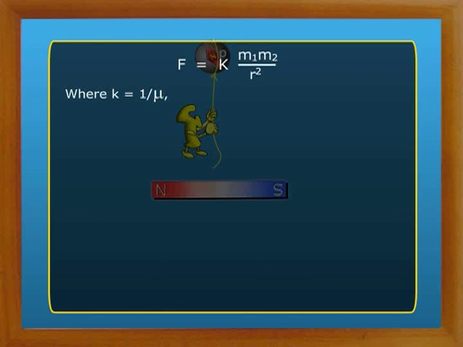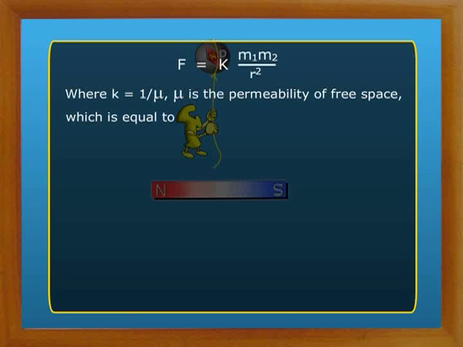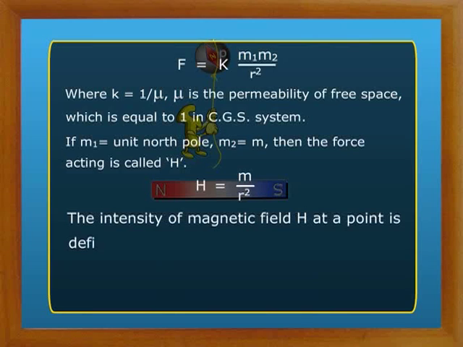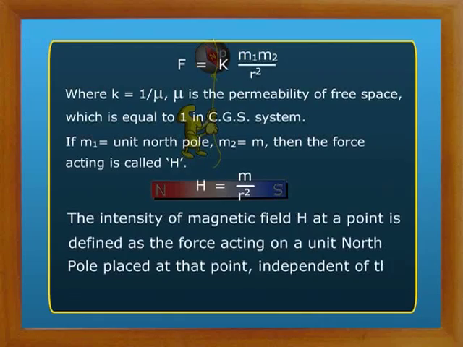Where K is equal to 1 divided by mu. Mu is the permeability of free space, which is equal to 1 in the CGS system. In equation 11, if m1 is equal to unit north pole and m2 is equal to m, then the force acting is called H. Thus, H is equal to m divided by r square. The intensity of magnetic field H at a point is defined as the force acting on a unit north pole placed at that point, independent of the medium. The units of H in CGS system are Gauss.